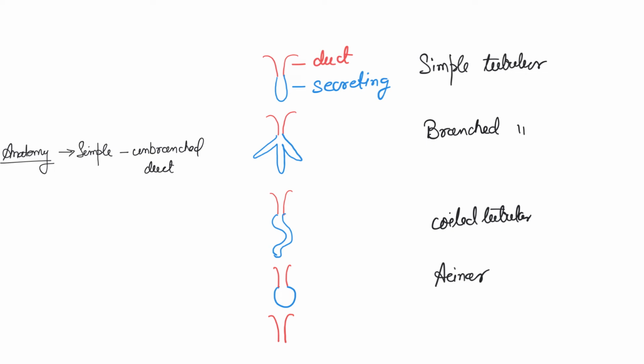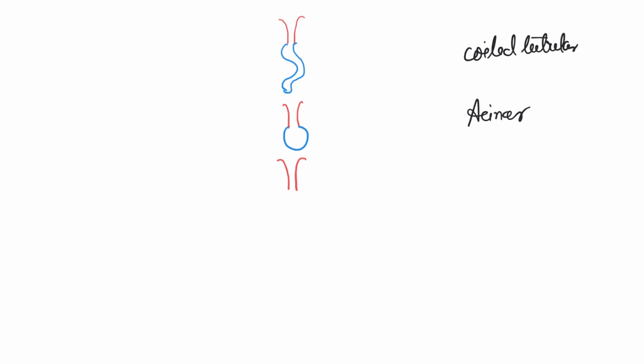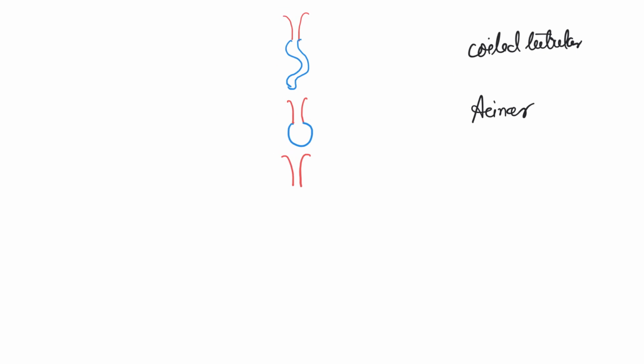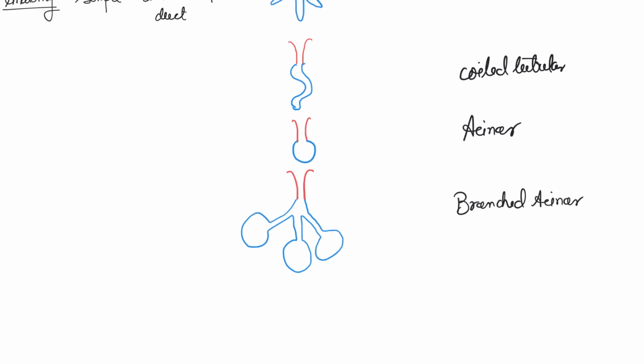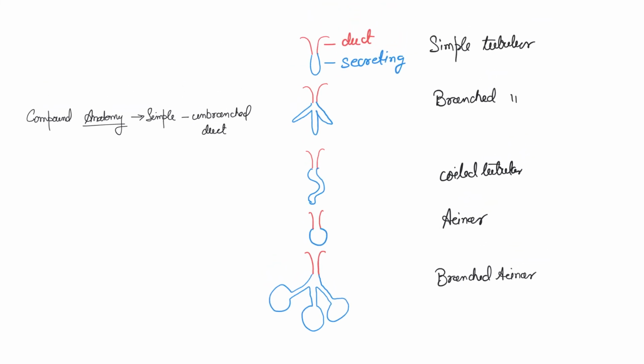Now, the next category is just another variant, branched acinar. What does branched acinar mean? That means that the secretory portion will branch, and at the end of each branch, you have an acinar, right? Pretty simple if you ask me, right? So this is branched acinar. Now all of these required that there is no branch in the duct itself, right?